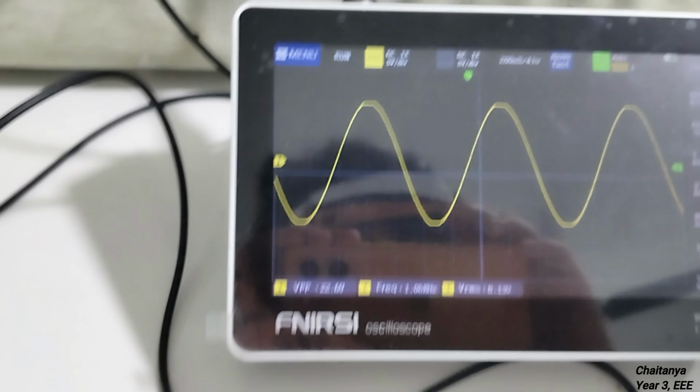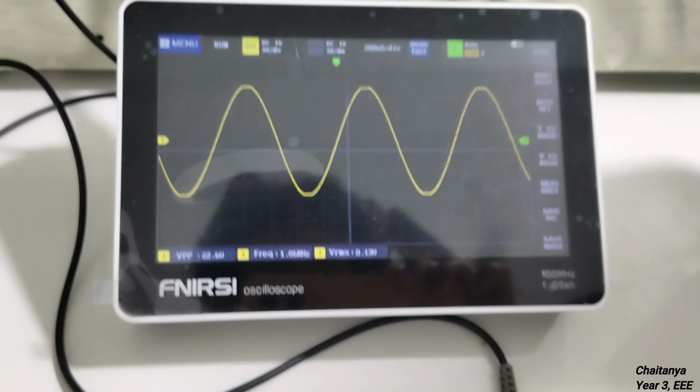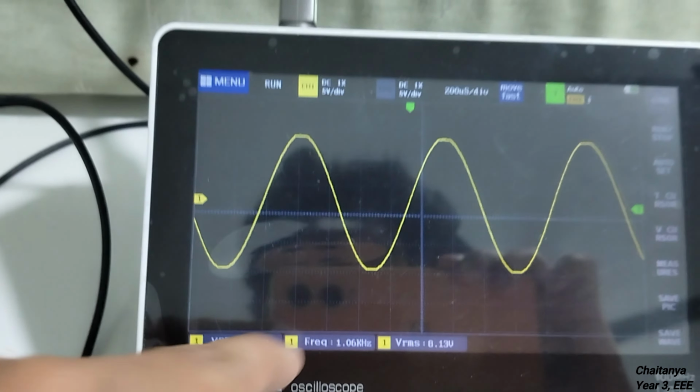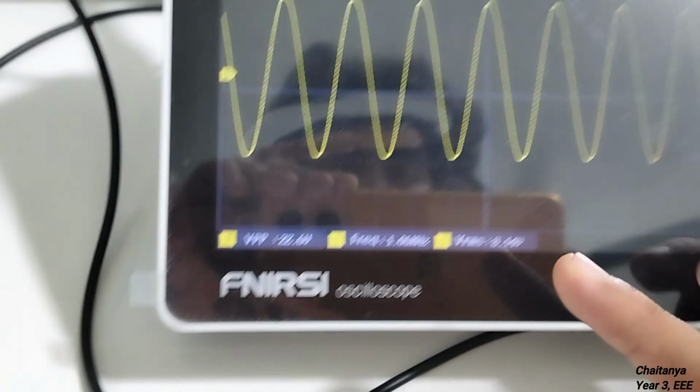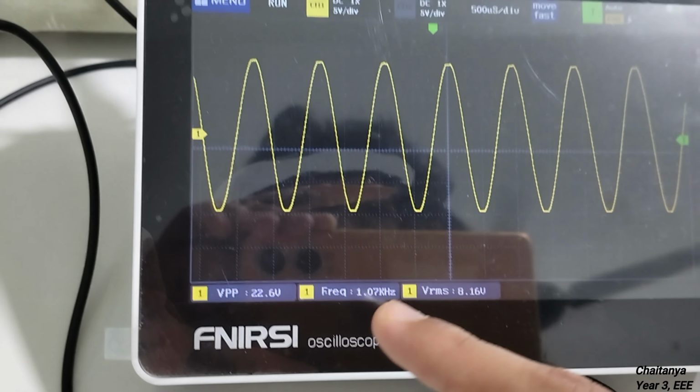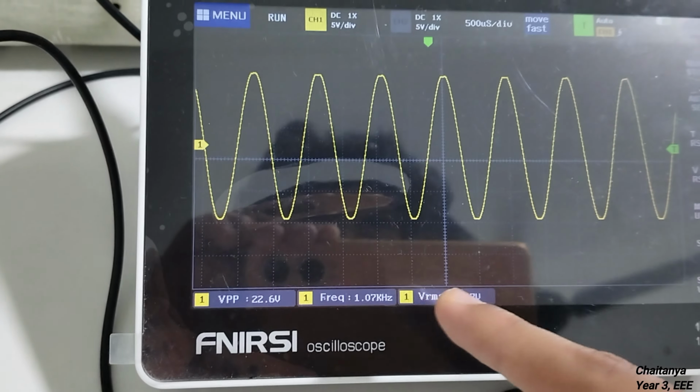As you can see, there's a very slight amount of clipping here, but we can adjust that using the gain. That's why the pot is there. But for now, the sine wave is good enough. And you can see we designed it for around 1 kilohertz. So we're getting almost exactly 1 kilohertz, so that is good.